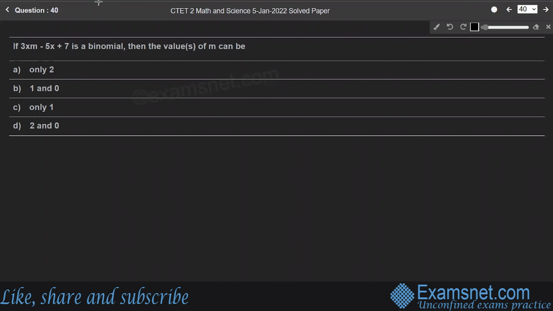Question number 40. If 3x to the power of m minus 5x plus 7 is a binomial, then the value of m can be. Here, what is a binomial? An algebraic expression which has only two terms is called a binomial. For example, x plus 2 or 3x plus 4. So these are all binomial expressions. So we have to find the value of m here.